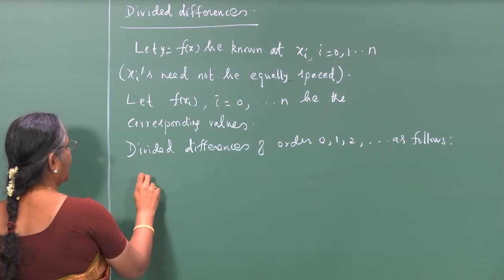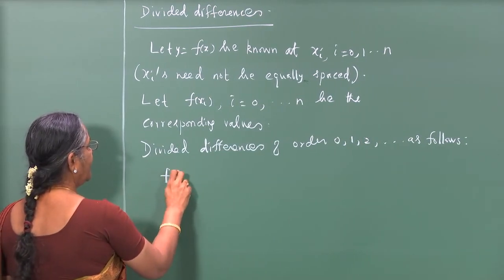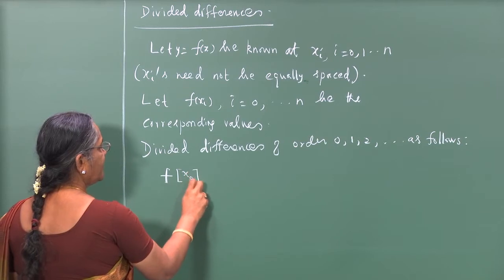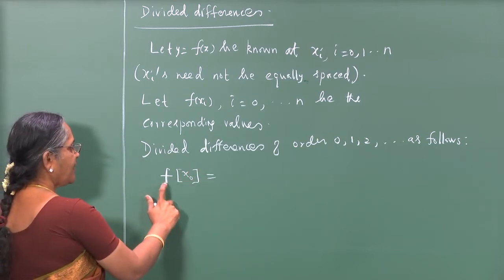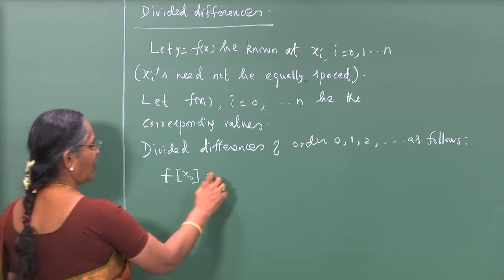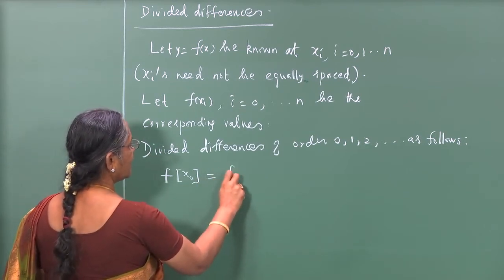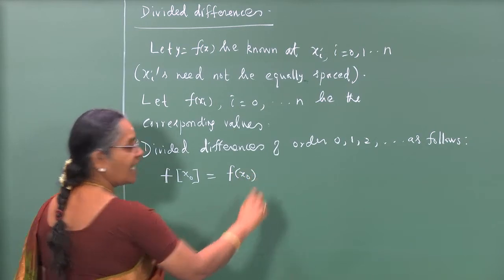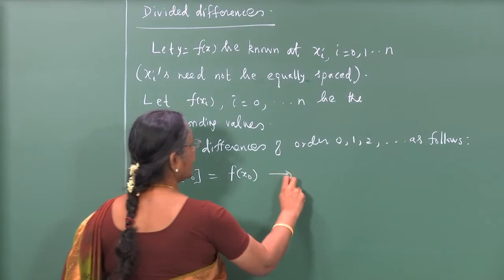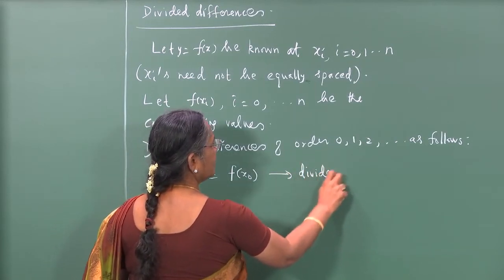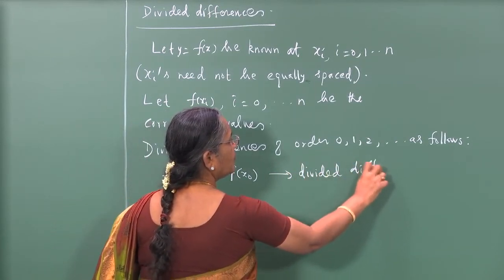So, I denote by the 0th order divided difference as f of x naught, and that is nothing but the value of the function at x naught. And then this is a divided difference of order 0.